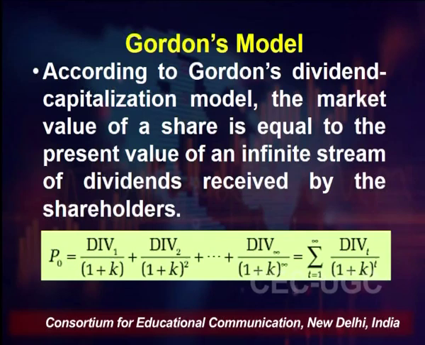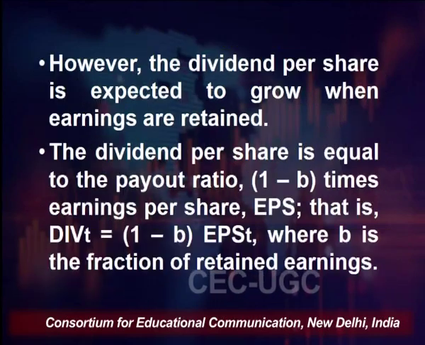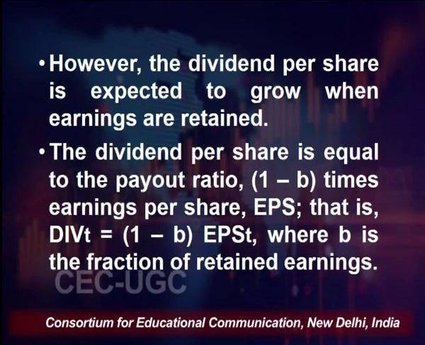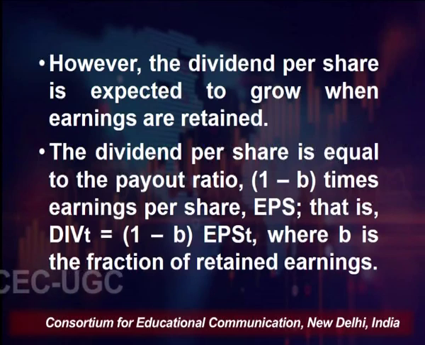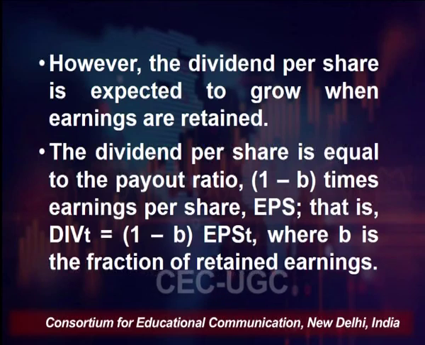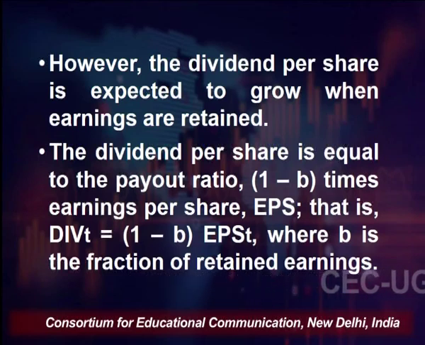This equation can be summarized in the form of the right hand side of the equation, which is the summation of dividend declared at time t divided by 1 plus k raised to the power t, summing all the values presented here. But the dividend per share is expected to grow when the earnings are retained. So, the dividend per share is equal to the payout ratio, where the payout ratio is equal to 1 minus b, b is the retention ratio, times the earnings per share, which is represented by EPS.